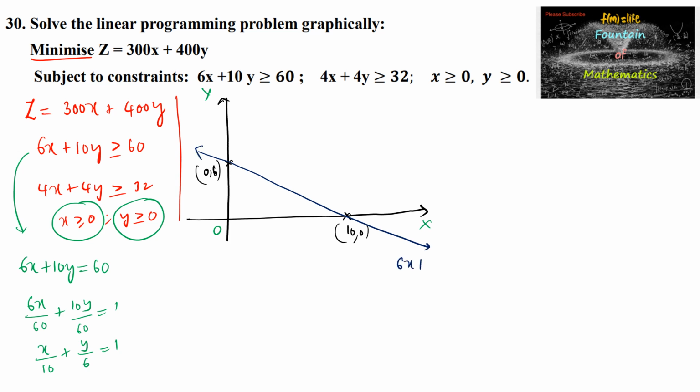So this is 6x plus 10y is equal to 60, and the inequality is greater than or equals to 60. By substituting origin, 6 into 0 plus 10 into 0, 0 is less than 60, but here it is given greater than or equals to 60. So origin is not the solution. So we can say that the shaded region will be away from the origin, the other half plane not containing the origin.